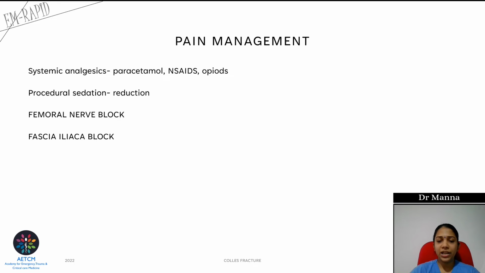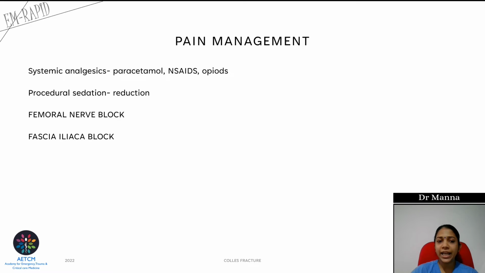So in this discussion, we will be mainly focusing on the ED management of the fracture neck of femur. In the ED, we will be mainly focusing on pain management. Systemic analgesics should be given according to the WHO pain ladder. Paracetamol, NSAIDs and opioids can be given. We know that in the elderly, NSAIDs and opioids have their own adverse effects like renal failure and respiratory depression. Procedural sedation, if required, can be tried just before plastering or anything.